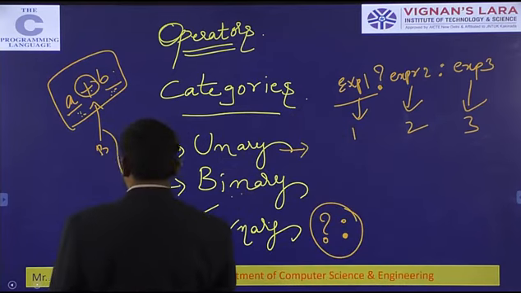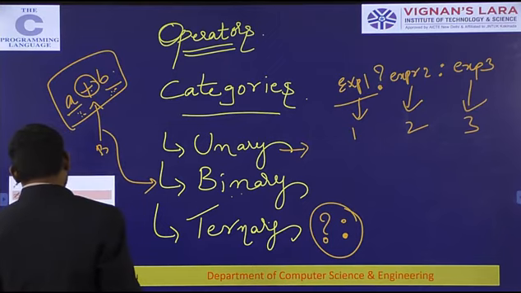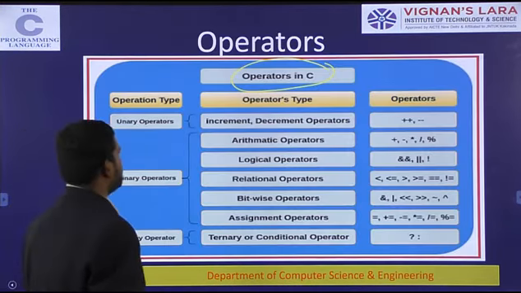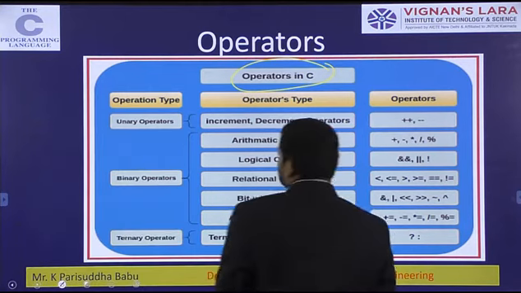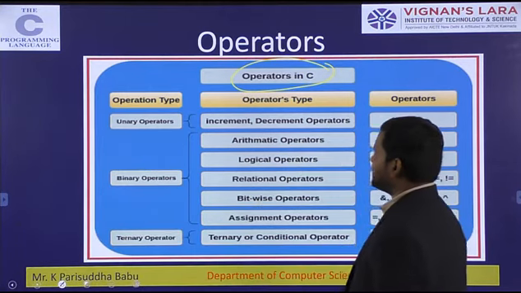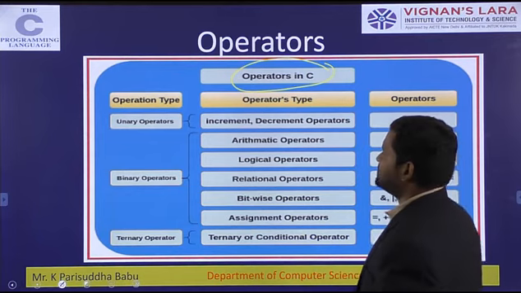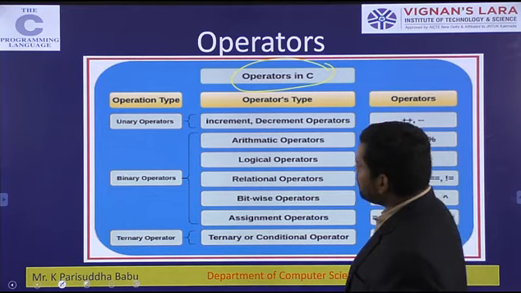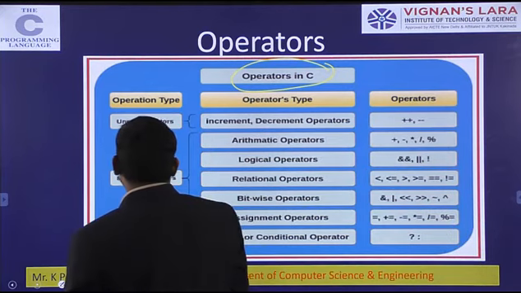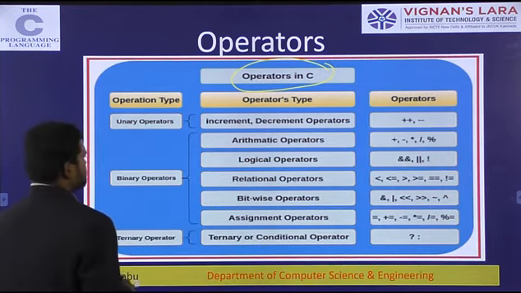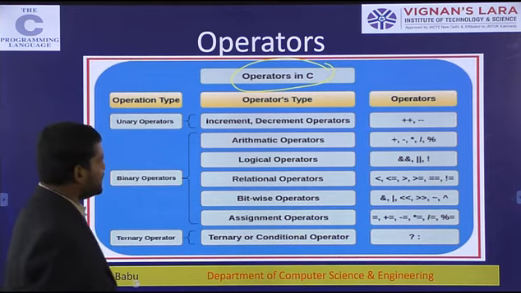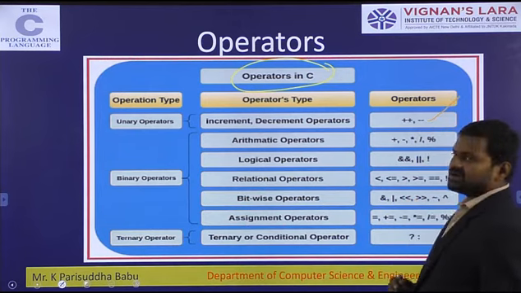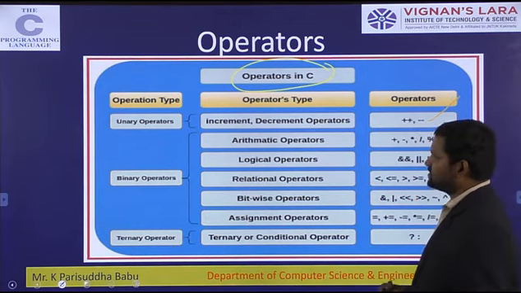This is the ternary operator available in the C language. Now, operator types: operators in the C language come in many types. In these operators we see three categories: unary, binary and ternary. Unary operators are the increment and decrement operators.